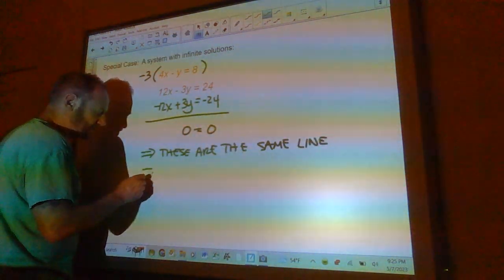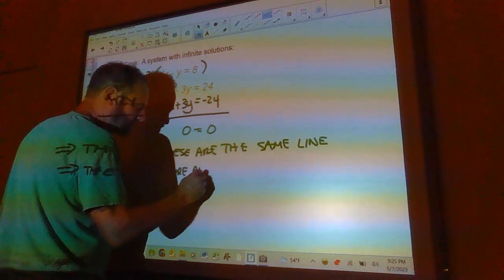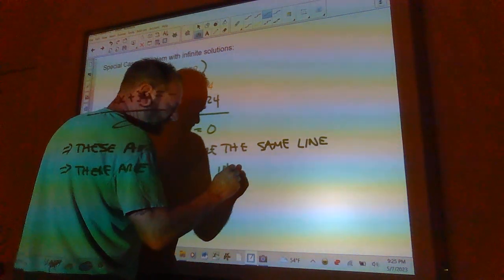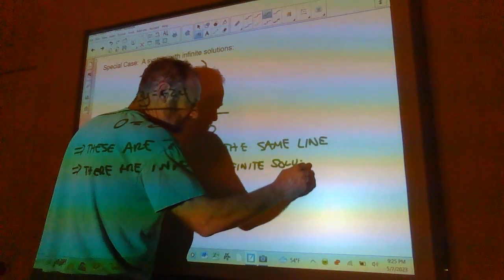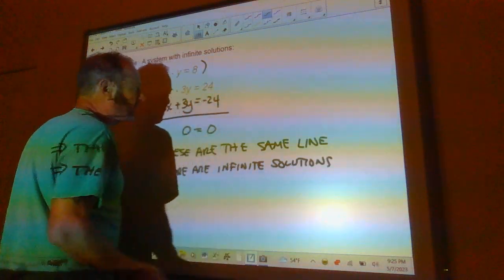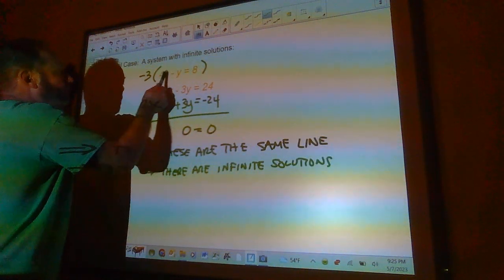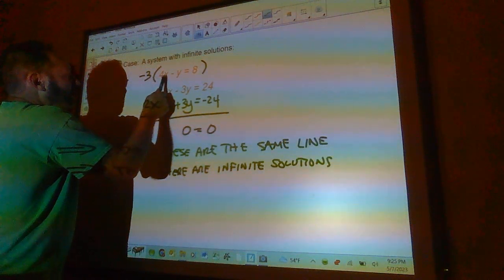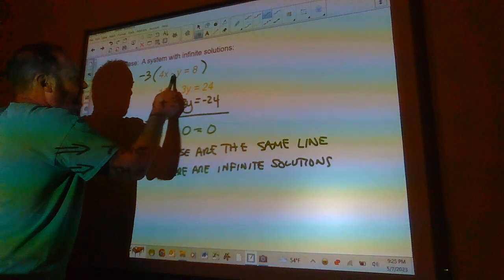Which implies there are infinite solutions. Okay, so if I just had one equation, there's an infinite number of solutions to this. I mean, I could put 1 in here, and I get 4, and then I put -4 here, and I would get 4 plus 4 equals 8.